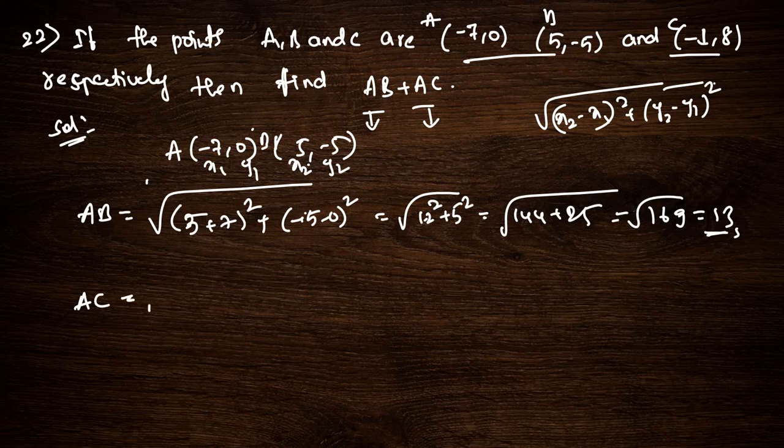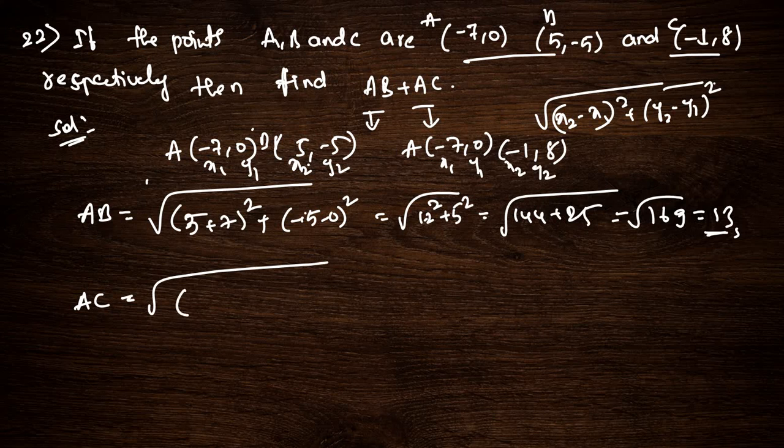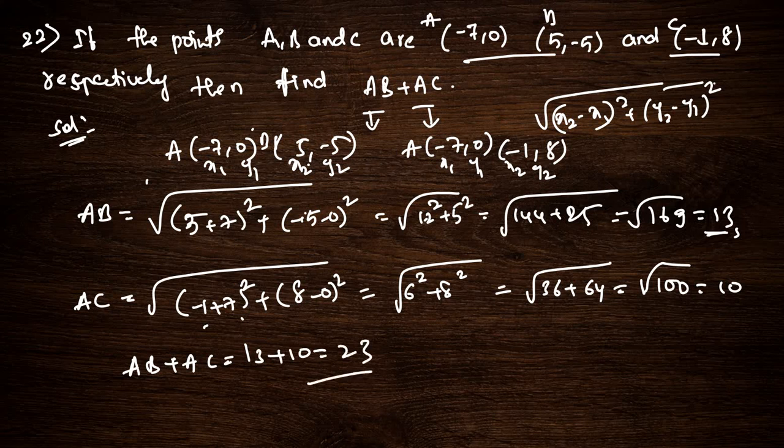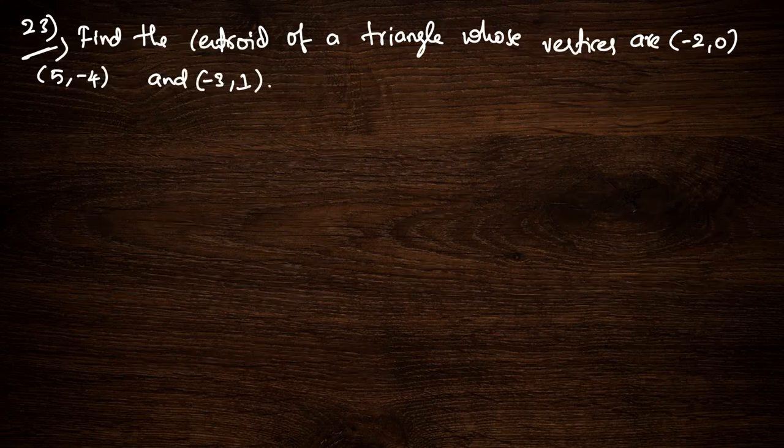Now we have to do AC. A is (minus 7, 0) and C is (minus 1, 8). So under root of (minus 1 plus 7) whole square plus (8 minus 0) whole square, so it will become 6 square plus 8 square, under root of 36 plus 64, which is under root of 100, equal to 10 here. So AB plus AC is equal to 13 plus 10, which is 23, the answer.